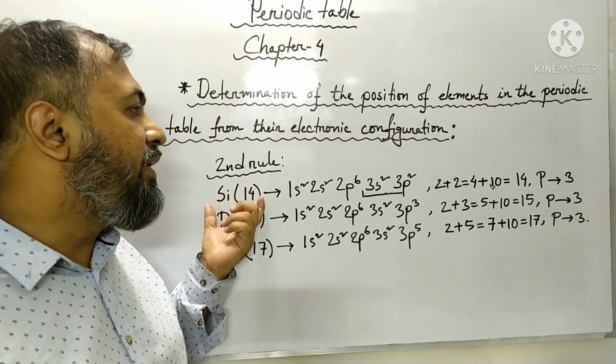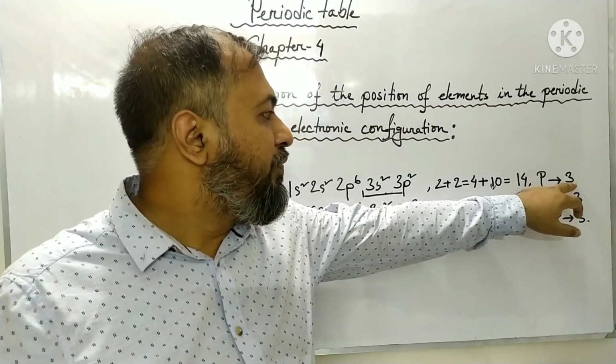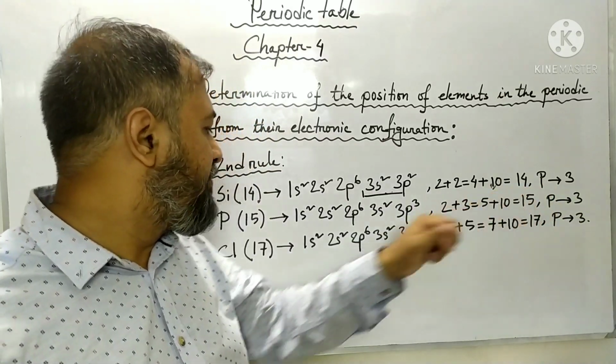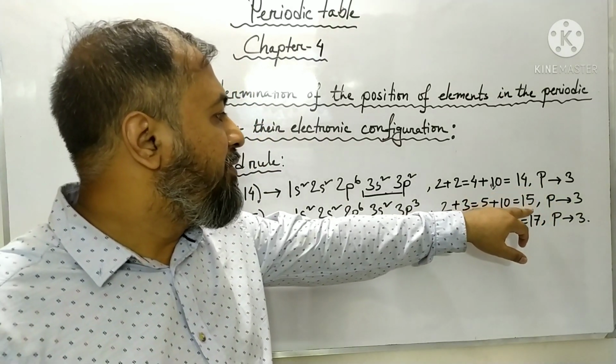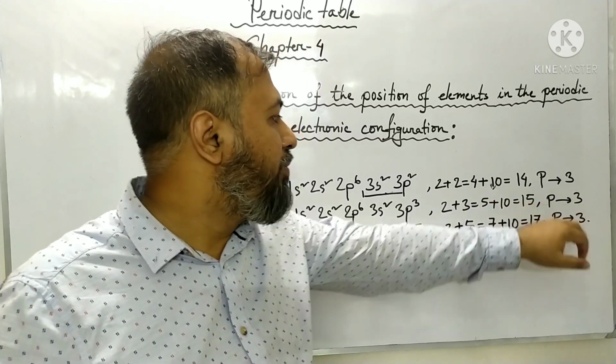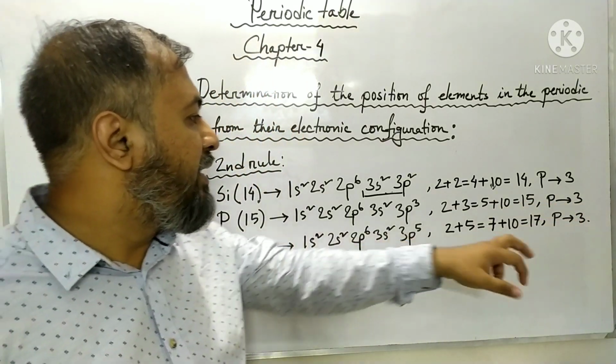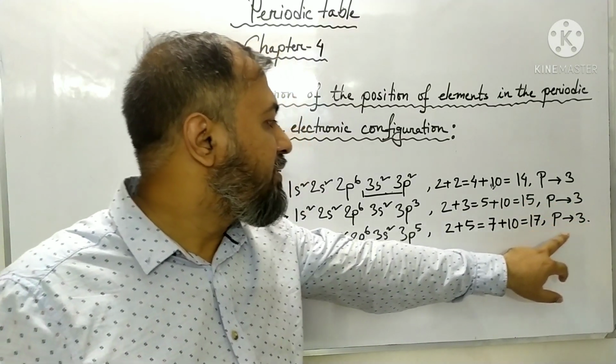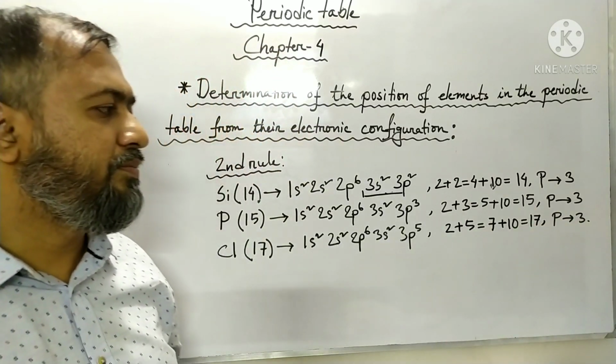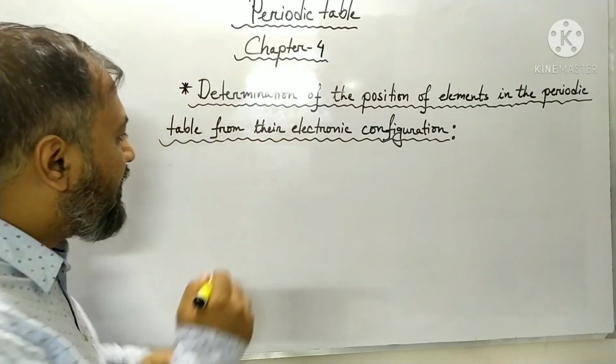Silicon remains in the third period, 14th group. Phosphorus remains in the third period, 15th group, and chlorine remains in the third period, 17th group. Now students, come to the third rule.